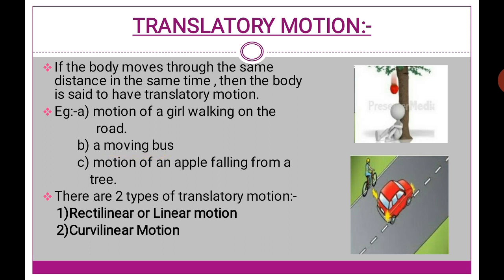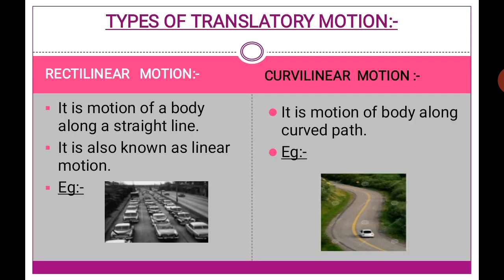A bus moving or a car moving on a road. If the car is covering same distance in same time, then we will say that this is an example of translatory motion. Now there are two types of translatory motion. Rectilinear motion, we also call it to be linear motion. So rectilinear or linear motion, and the second is curvilinear motion. So now let us discuss about these two different types of translatory motion.